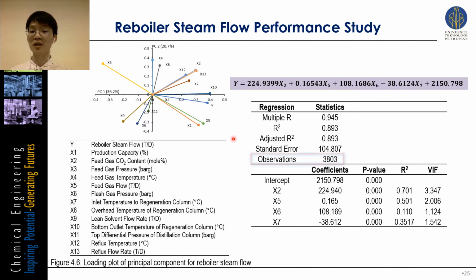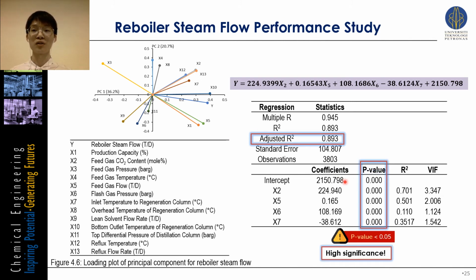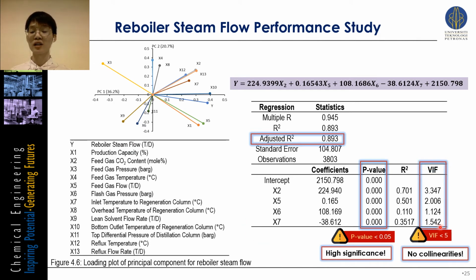It is determined that the adjusted R-square is approximately 0.89 and the p-value is actually 0, which means it is less than 0.05, which shows a high significance of these variables towards the reboiler steam flow. And not only that, the VIF, the variance inflation factor, is less than 5, which means that among the variables selected here, there are no collinearities or redundancies.